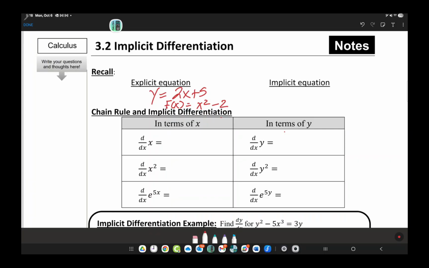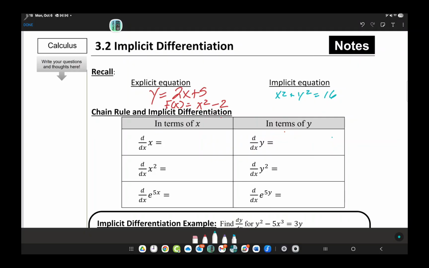Implicit differentiation is something like your equation for a circle, x squared plus y squared is equal to 16, or an ellipse or hyperbola. So those would be implicit differentiation because it's not dependent on a single variable. Which means when we do the derivative of these, we have to do them a bit differently, because when we do a derivative, we are taking the derivative according to a specific variable.